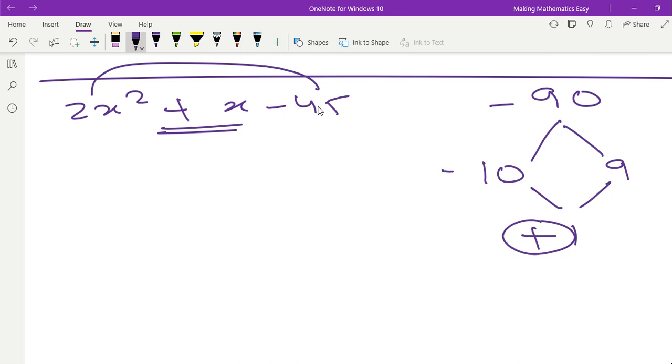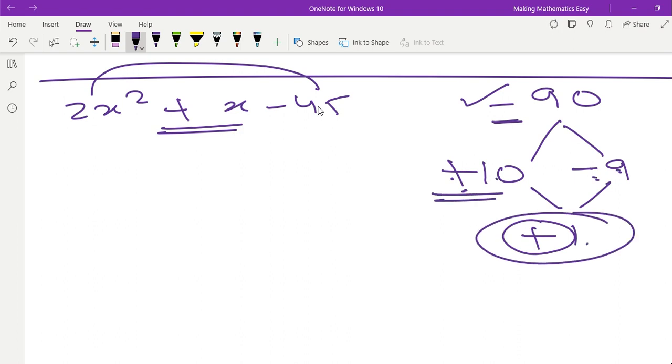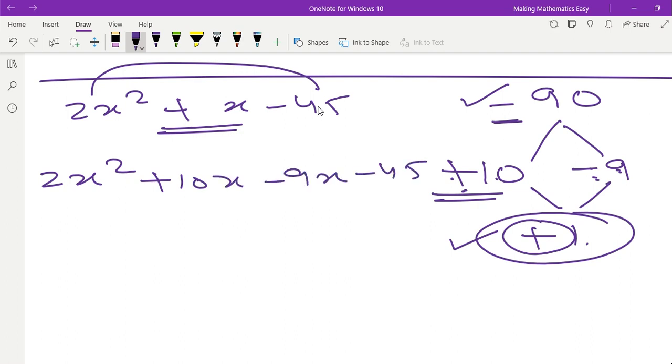This sign will always go to the bigger number. So since we have negative over here, we'll have to put negative. 10 9s are 90, plus minus minus. So this is okay. Plus minus minus, 10 minus 9 is 1, and sign of bigger number which is plus. So this is plus 1. So this is also okay. So factor will be 2x square plus 10x minus 9x minus 45.